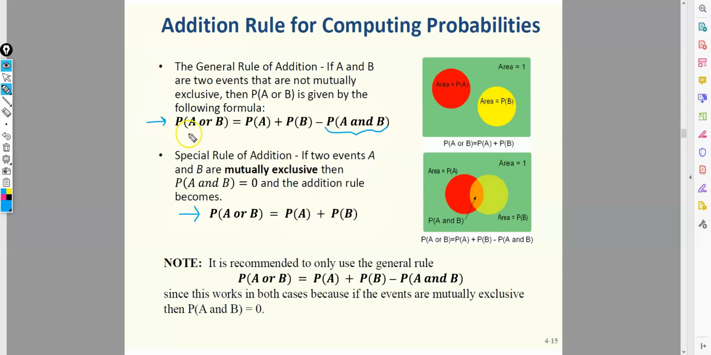Now I recommend that you just use the general rule of addition when you're working on problems, because if A and B are mutually exclusive, you'll see that in the problem and you'll set this term equal to 0 and then you'll get the correct answer. But if you use the special rule of addition and the probability of A and B is not equal to 0, well, then you'll get the wrong answer. So I recommend always using the general rule of addition. Now let's take a look at a few examples.